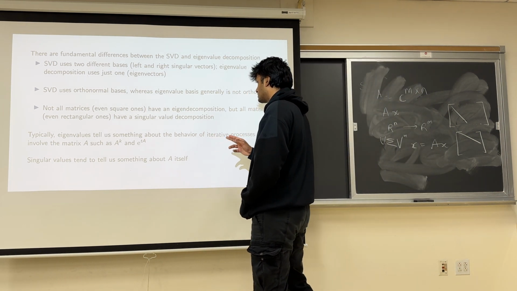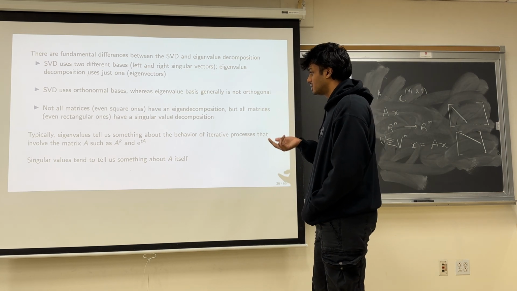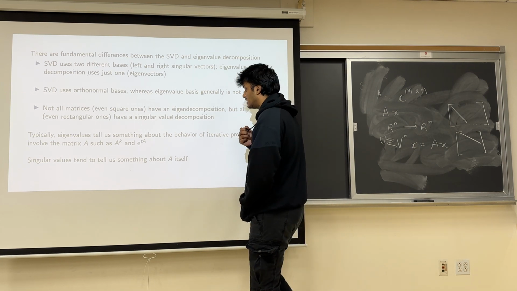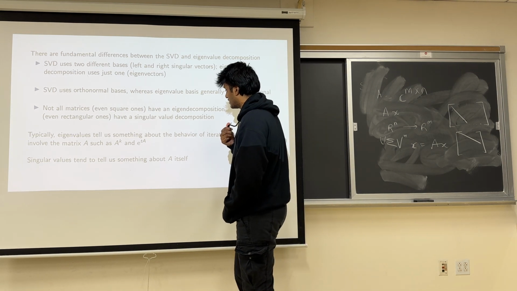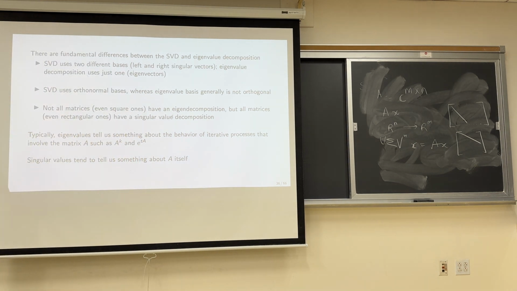Typically, eigenvalues tell us something about the behavior of iterative processes involving the matrix A, such as A to the k. Singular values tend to tell us something about A itself. So singular values are very fundamental to the matrix A. That's all.